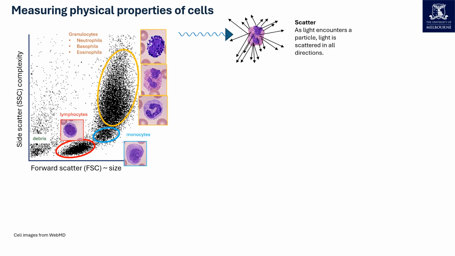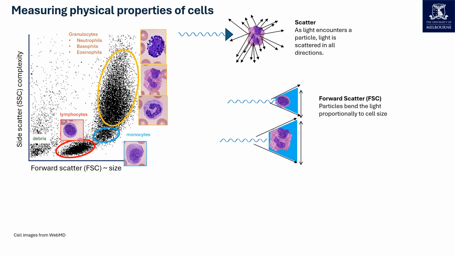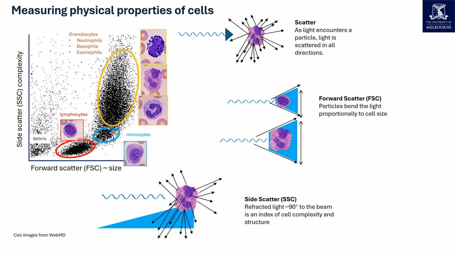A detector in the horizontal plane to the laser measures the relative size of particles based on the angle of light diffraction. The larger the particle, the greater the angle of diffraction. This measurement is known as forward scatter or FSC. There is also a detector at 90 degrees to the plane of the laser that measures light refraction as light bends around internal cellular structures such as the nucleus, vacuoles, and granules. The more refracted light, the more complex a particle is. This measurement is known as side scatter or SSC.